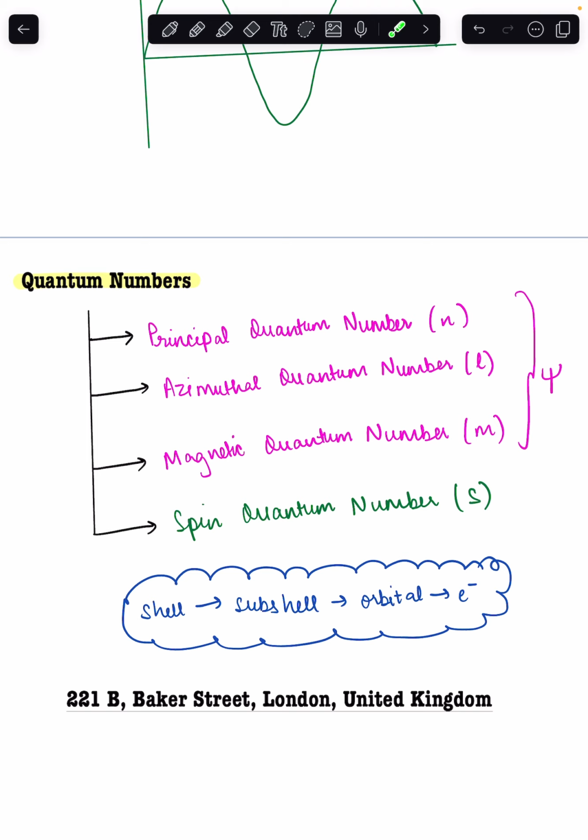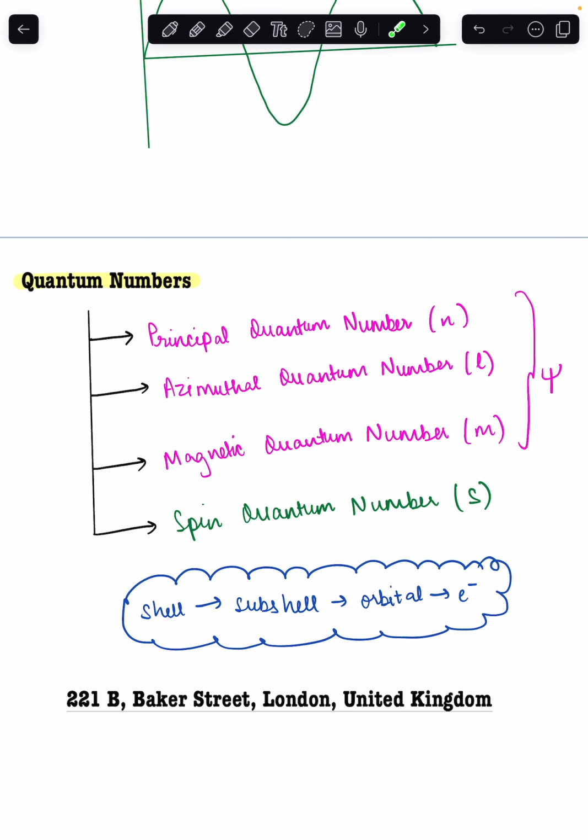Now why did I write the address of Sherlock Holmes here? The Sherlock Holmes fan will get that, but for those who do not watch Sherlock Holmes, I'm just using this address as an example. Basically through the quantum numbers, we can give the address of the electron. What I mean to say is that we know that this is an electron of sodium, right? Now where can we exactly find it?